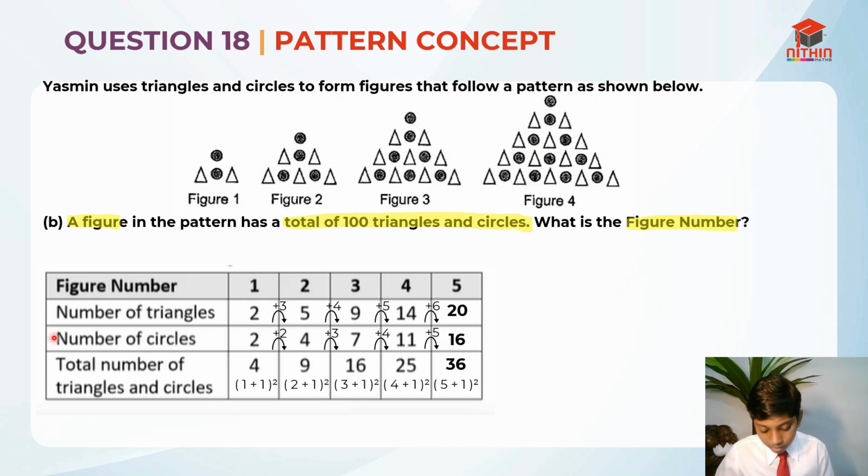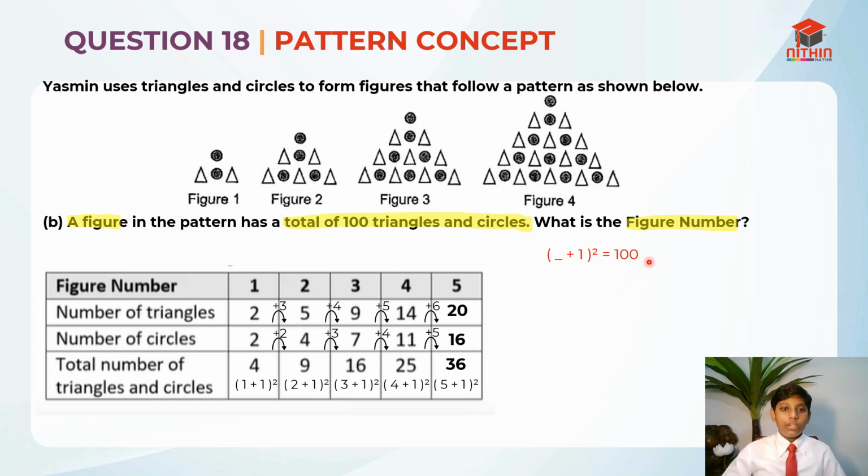Okay, so basically what they are trying to say is that they see this column over here, this row, total number of triangles and circles is basically, instead of 36, 25, 16, 9 or 4, it's 100. Okay, so this is what is happening. So in order to find which is 100, we need to follow this pattern. So we do not know what's the figure number, so it is blank plus 1 squared equals to 100.